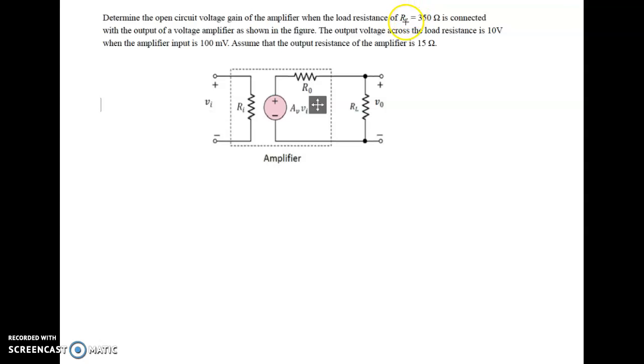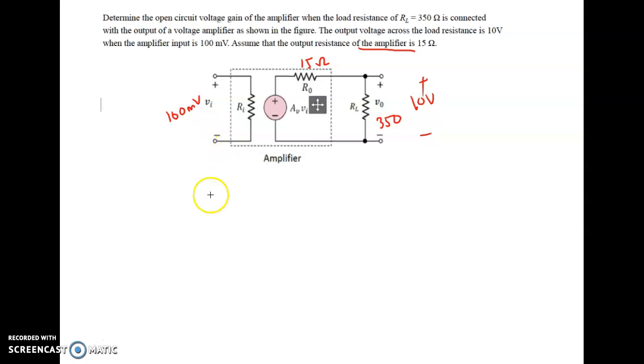So for your chapter concept, this is a voltage amplifier and this is a Thevenin circuit because your voltage source is in series with your R0. You are given the load is 350. Your V out is given 10 volt. Assume the output resistance is 15 ohm and your input here is 100 millivolt.